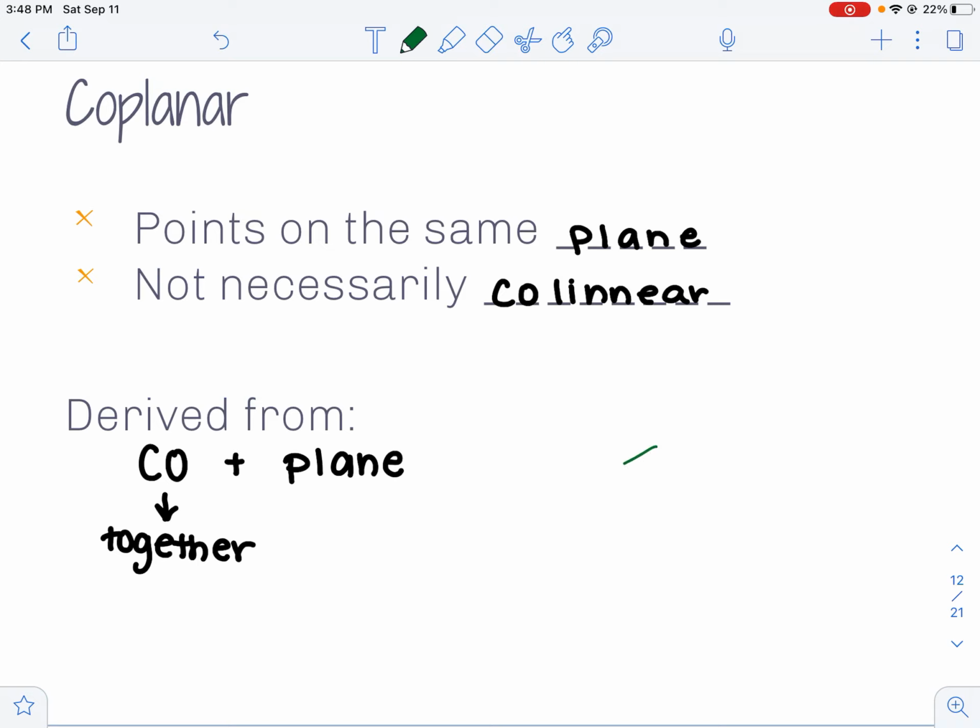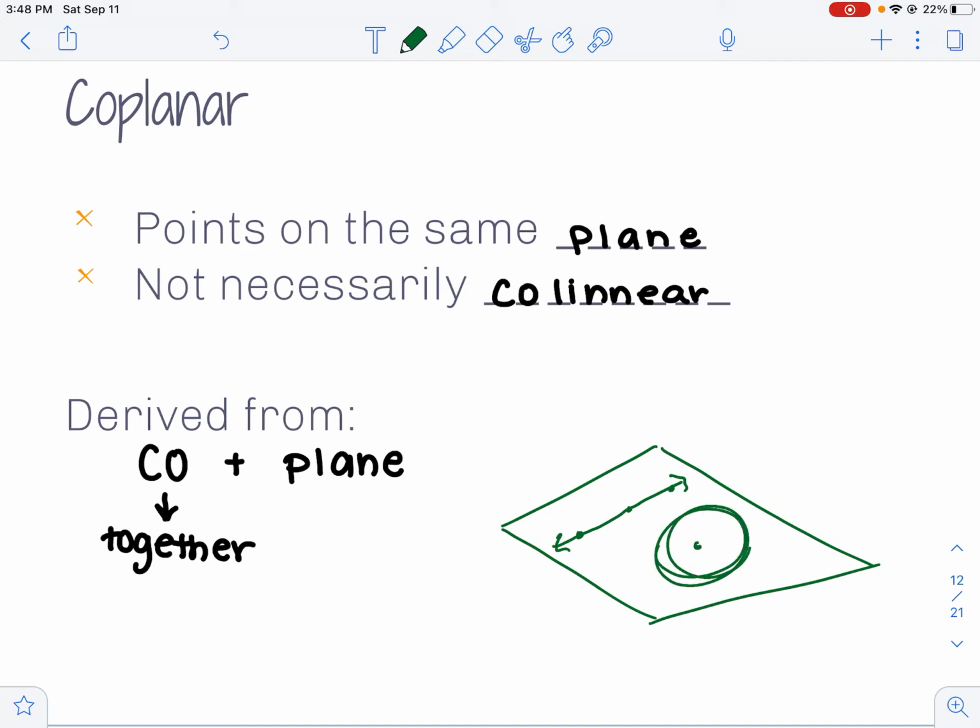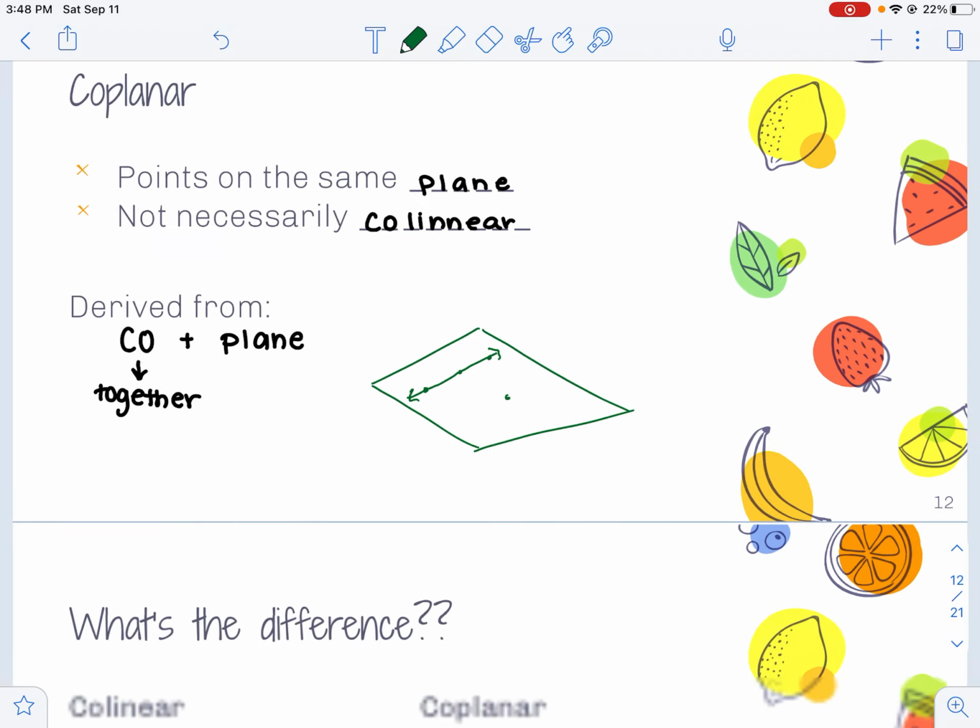I could have a plane that looks like this. These three are collinear, and they're collinear because I drew the line in. And then I've got another point out here that's not on the line, but it's on the same plane as them.